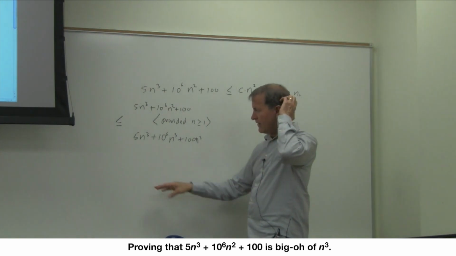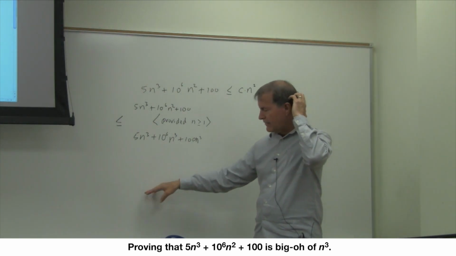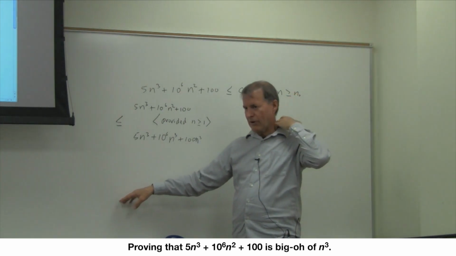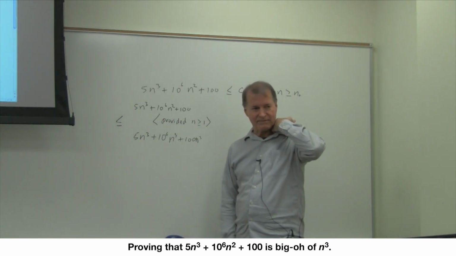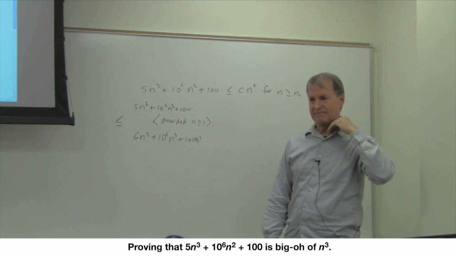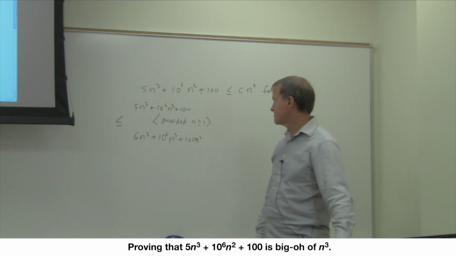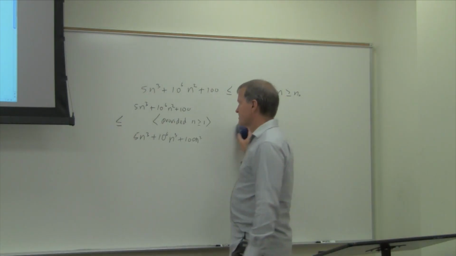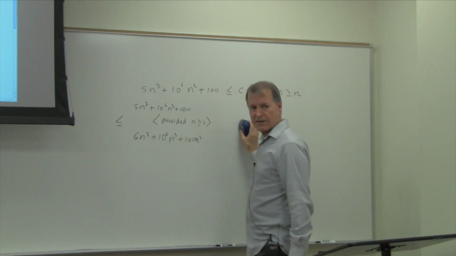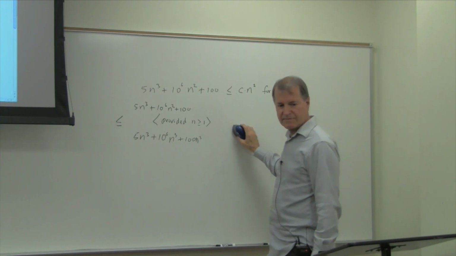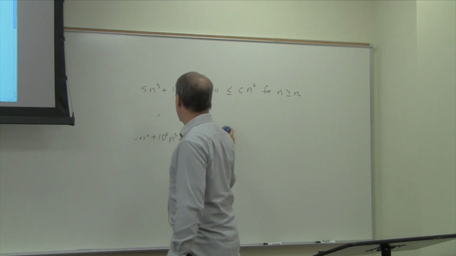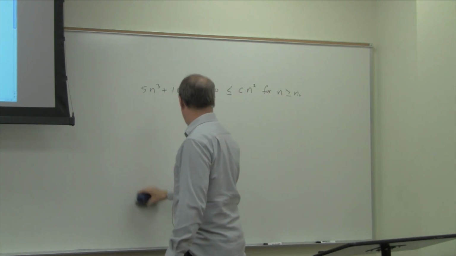And then do some math, combine those, figure out what the c is and the n. Are we good? Okay. Any questions about that? All right. So now that was the big O.